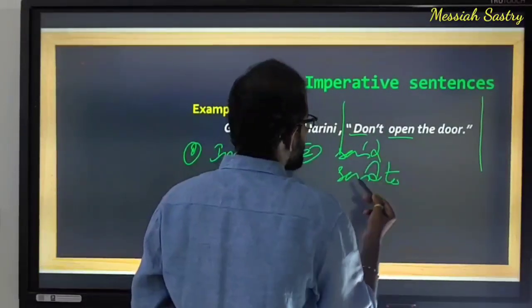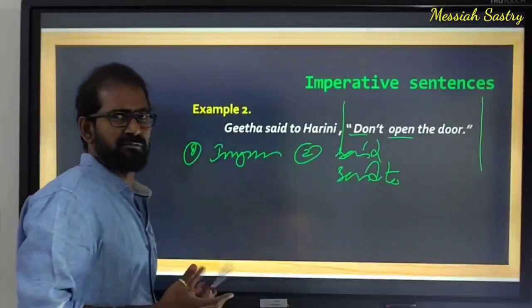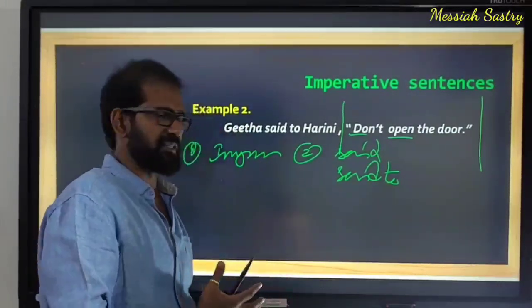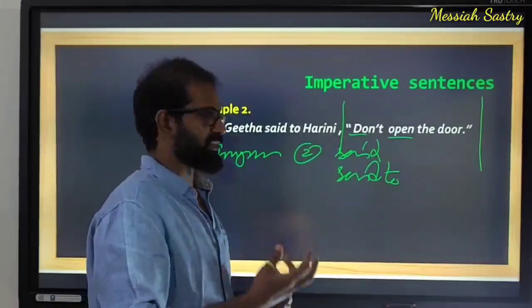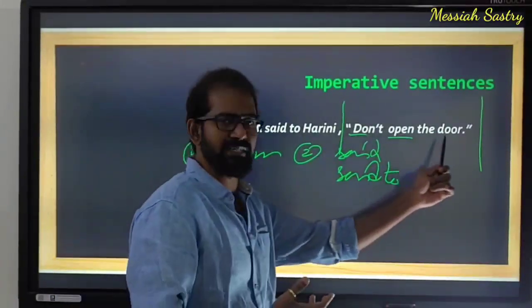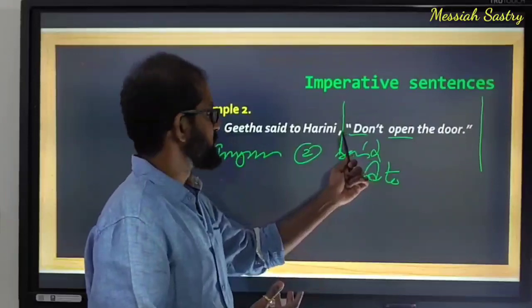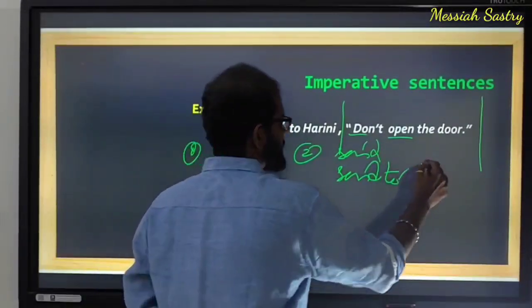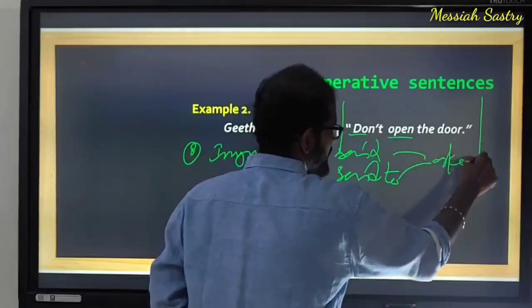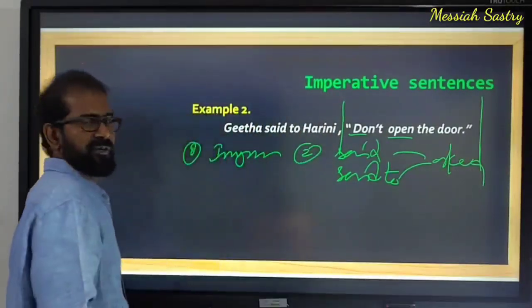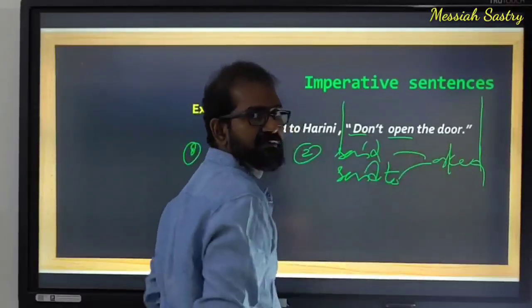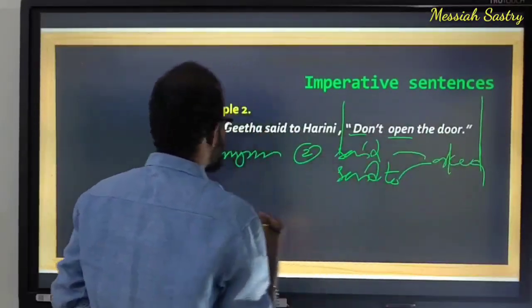Now let us look at the sentence. "Don't open the door." We can't tell whether it is a command or a warning, and it is not a request because there is no word please. Maybe any other possible word, but then we just go with asked. Simple way. Maybe Geeta asked. So said or said to changes to asked.